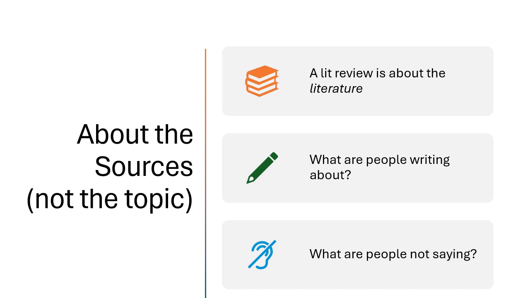Primarily, a literature review covers what people are writing about. It should mention all the major articles in your field and refer to the most significant topics and debates. To help you highlight the gap, your literature review may also mention what people aren't saying.